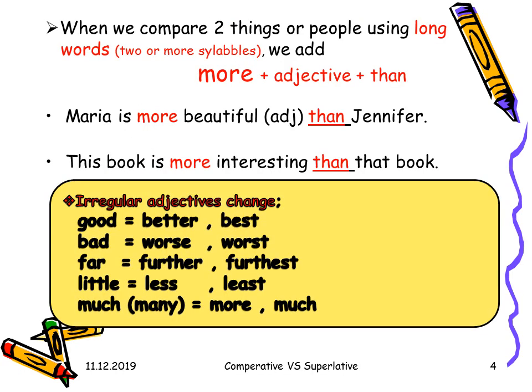When we compare two things or people using long words, it means two or more syllables, we add more plus adjective, and never forget the word than. Maria is more beautiful than Jennifer. Beautiful, of course, is an adjective, but it's a long one. Can we say beautifuler? It doesn't make sense, right? Yes, because it's more than one syllable. So, Maria is more beautiful than Jennifer. This book is more interesting than that book.